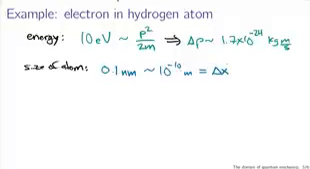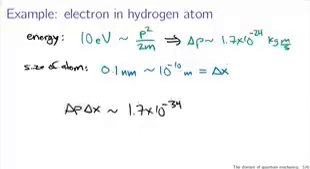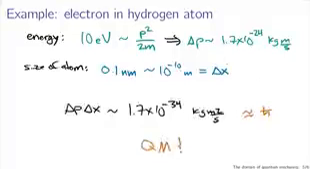Now, if we calculate these two things together, delta p, delta x, you get something, I should say this is approximate because this is very approximate, 1.7 times 10 to the negative 34th, and if you plug through the units, it's kilogram meter squared per second. This is about equal to h bar. So this tells us that quantum mechanics is definitely important here. We have to do some quantum in order to understand this system.